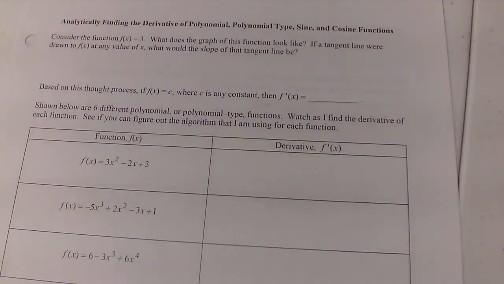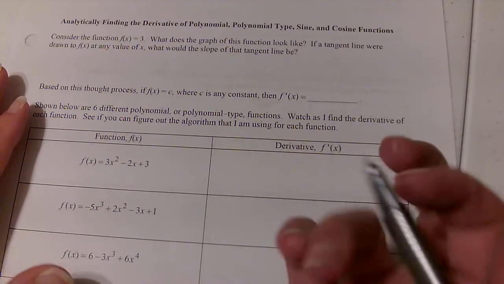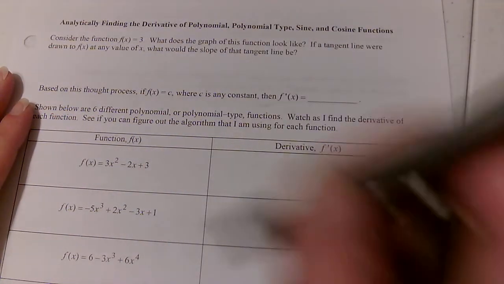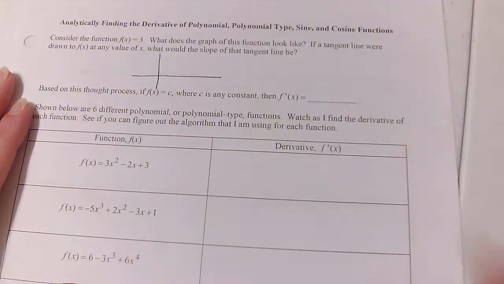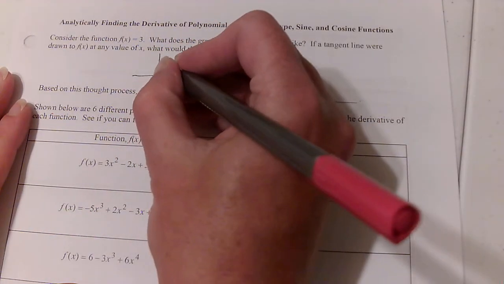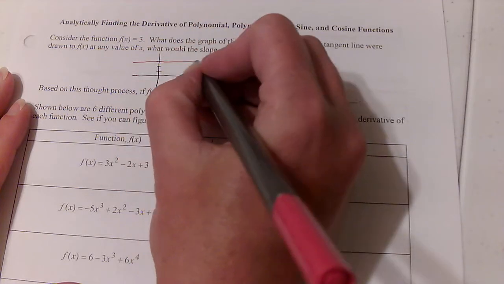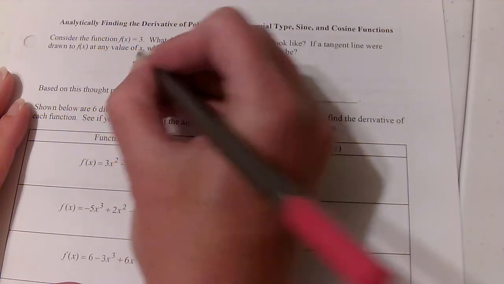So now I'm going to teach you some shortcuts. Let's start with the function f of x equals 3. What does the graph of that look like? So on my grid, f of x equals 3 would be at 1, 2, 3, and it would be y equals 3. It's a horizontal line.